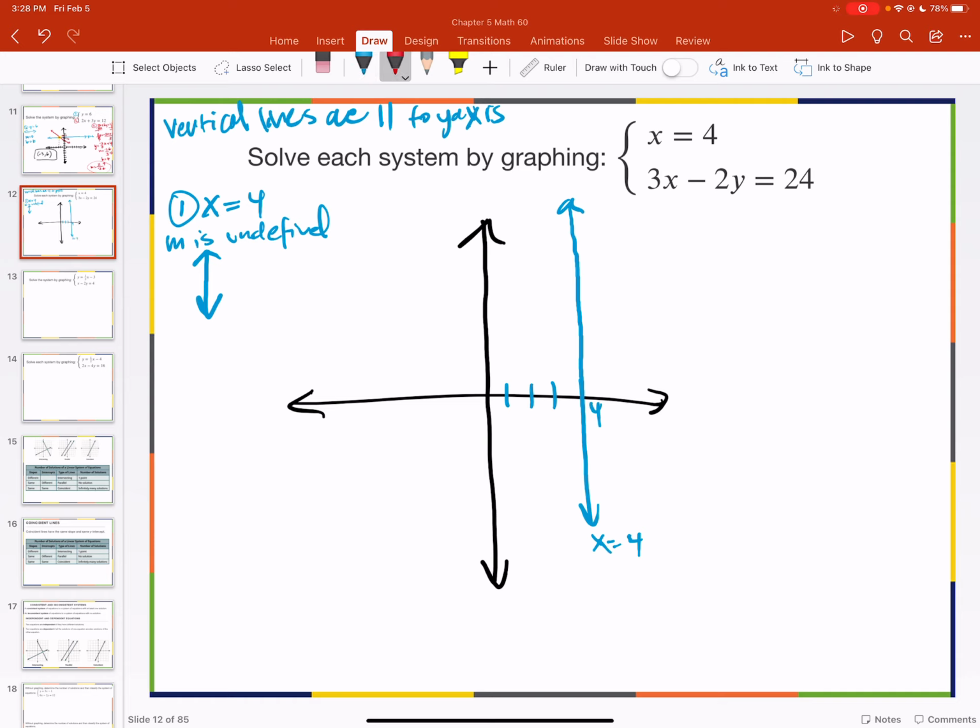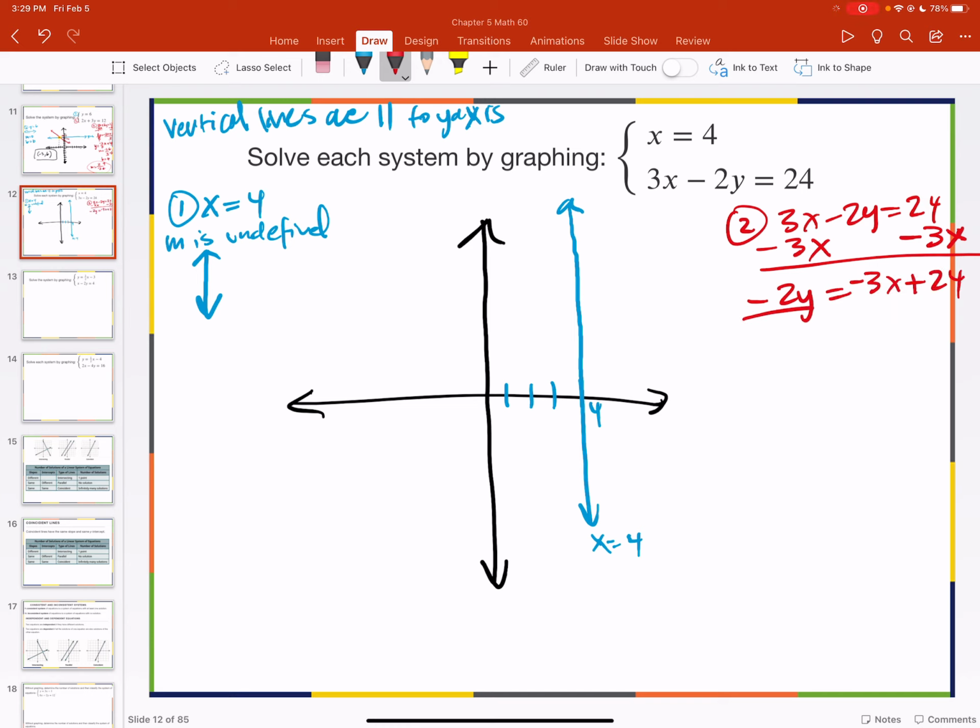Okay, so then for the second one, we have 3x minus 2y is equal to 24. By now, we should be experts at solving for y. So we get negative 2y is equal to negative 3x plus 24. Divide everything by negative 2, and what do we get? We get y is equal to 3/2 x minus 12. So that means we need to draw 12 little tick marks. That's fine.